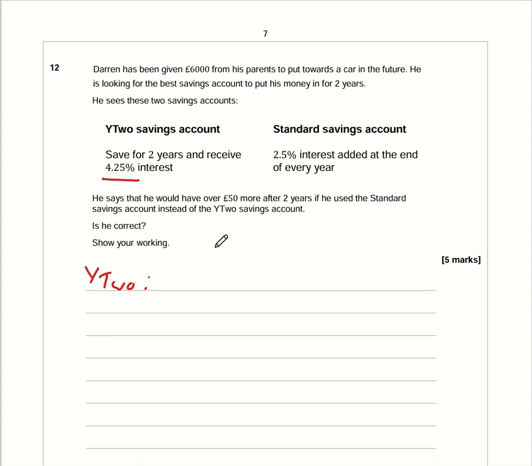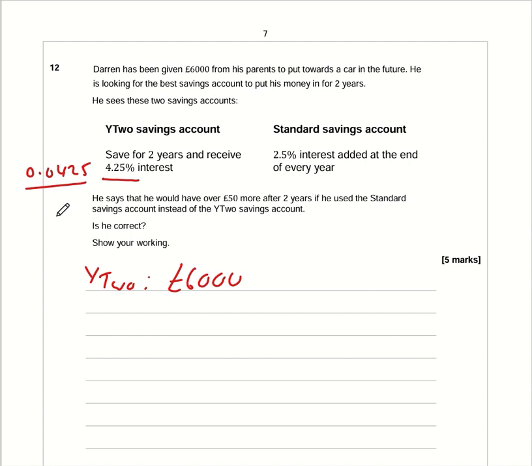So this question boils down to how good you are with percentage multipliers. We're starting off with £6,000 and we're trying to increase it by 4.25%. Now, what is the multiplier for 4.25%? Well, it's this number here divided by 100, so that is 0.0425. This is the multiplier we would use if we're working out 4.25%.